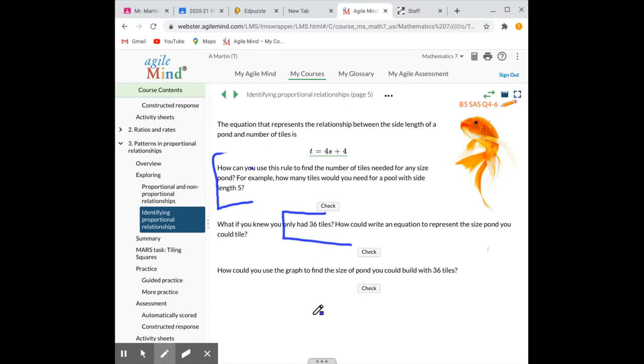All right. So for the end of class, for conclusion to this, what we're going to do is complete more practice questions 3 through 7 in Agile Mind.